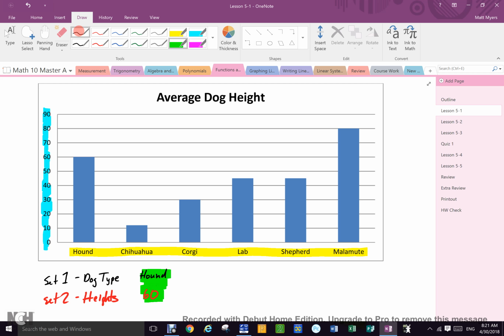All right, now list the elements in set 1. So set 1 we decided was the dogs. What's the next element in it?